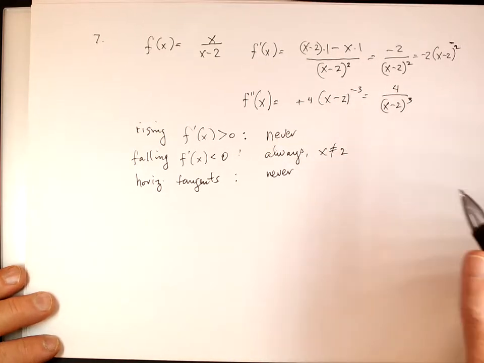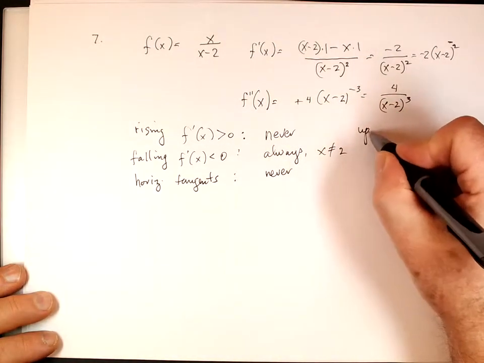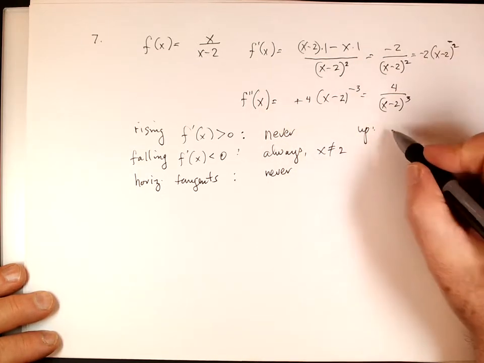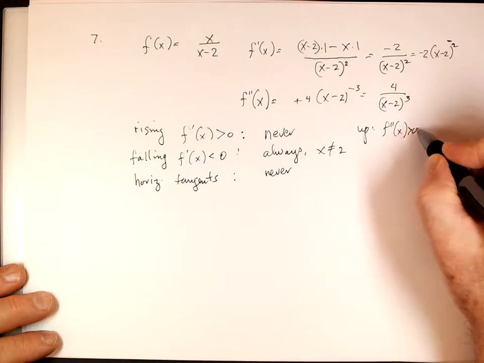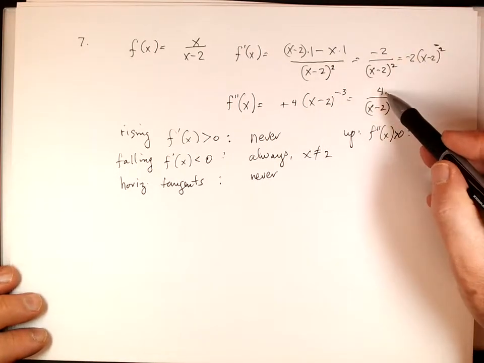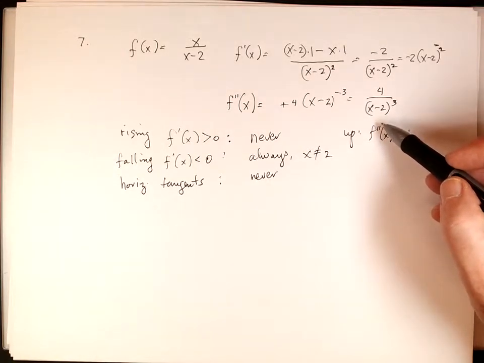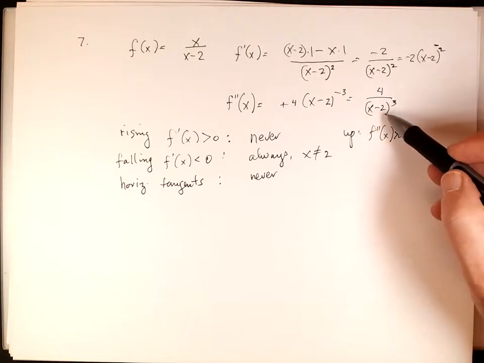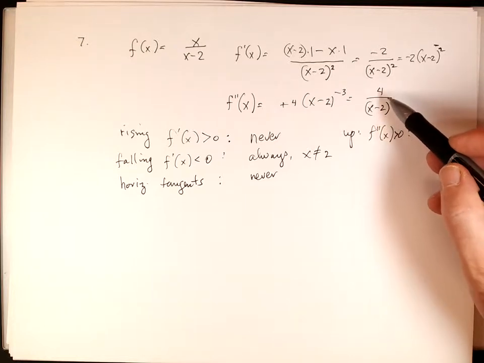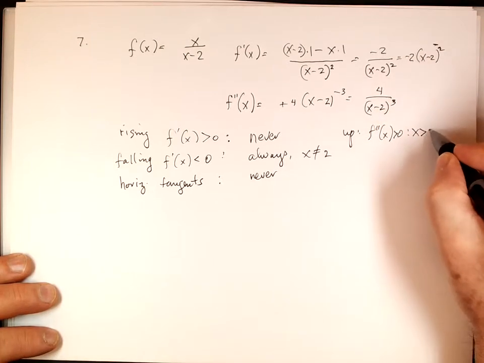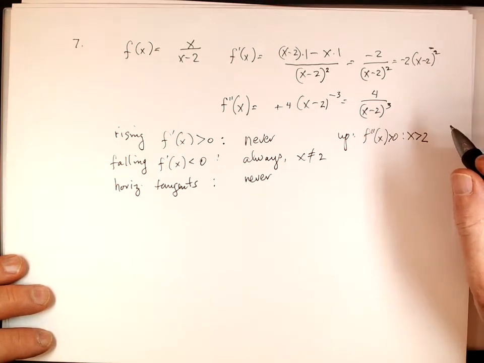Okay. Let's do concave up. It's concave up where the second derivative is positive. Well, let's see. The numerator is positive 4. The denominator is x minus 2 cubed. Well, that's going to be positive if x is greater than 2. If x is greater than 2, x minus 2 is positive. Cubing that is positive. We'll have positive over positive, which is positive. So x is greater than 2. This will be concave up.